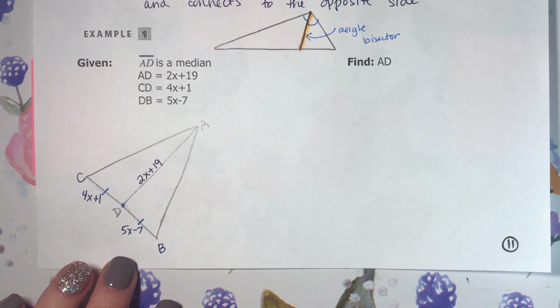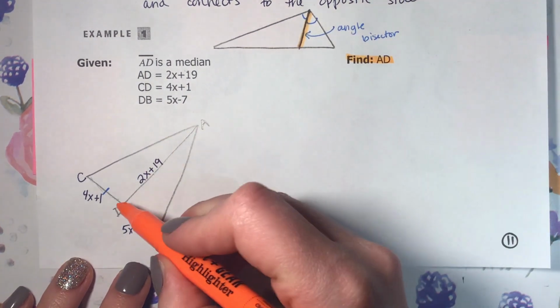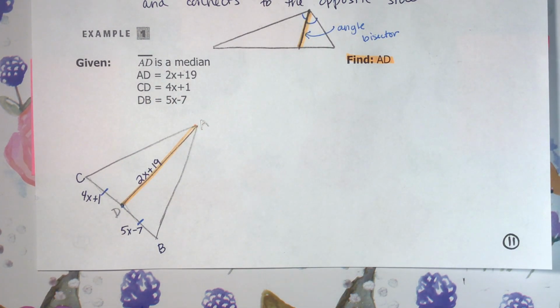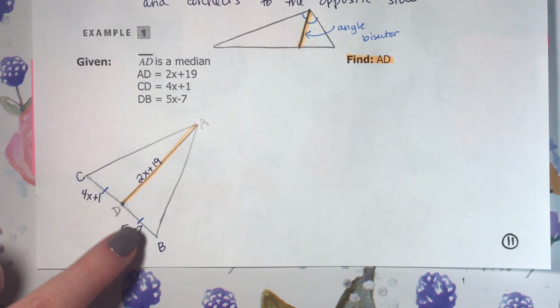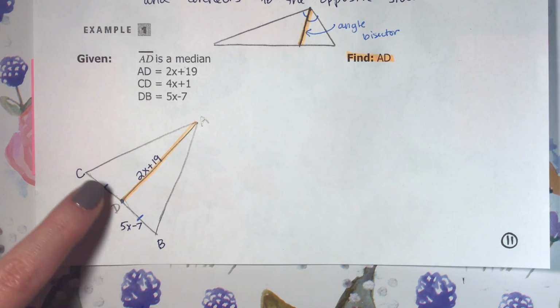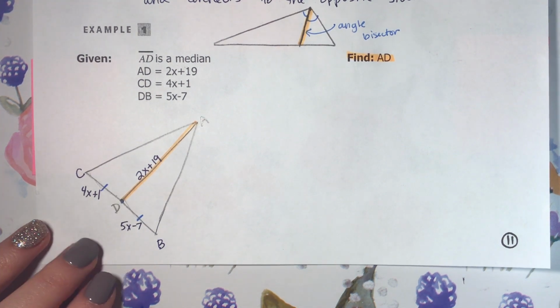It wants us to find AD. It wants us to calculate this segment right here. The issue is, how do I do that? Well, while we're looking at our image, we want to look for things that are congruent or things in relationships that I can easily define. Notice how this half is congruent to this half. The reason I know that is because D is a midpoint, so the two halves have to be the same. Because they're the same, I can set them equal to each other.